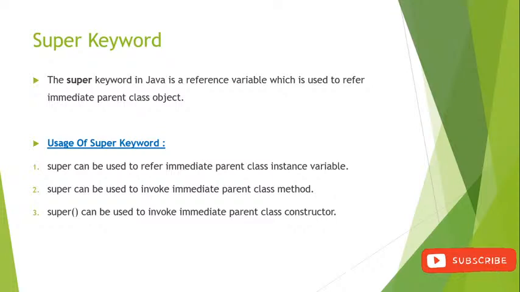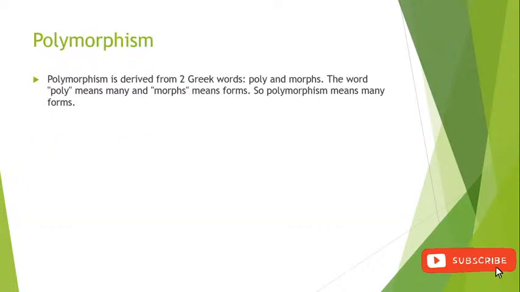Okay. So here we have completed the super keyword, right? The super keyword has only three uses: the parent class instance variable, parent class method, and parent class constructor. These are the three uses and this is the meaning of the super keyword. Now we will see another pillar, polymorphism.